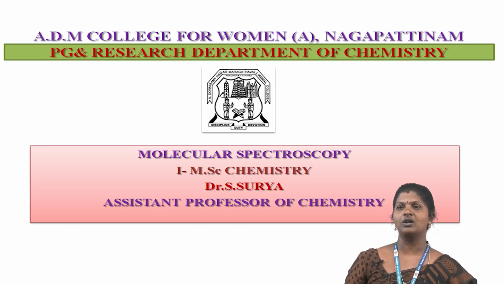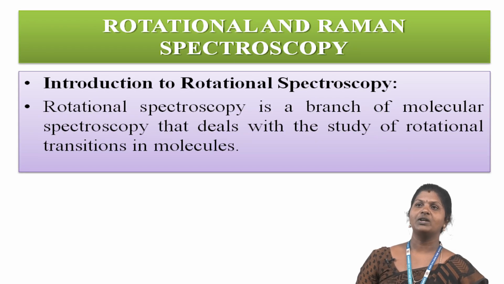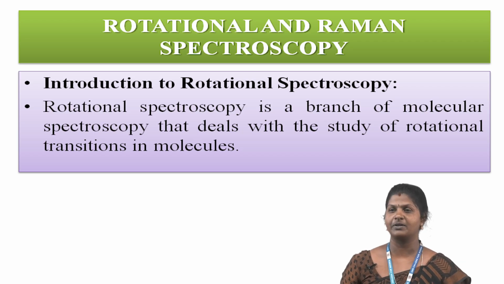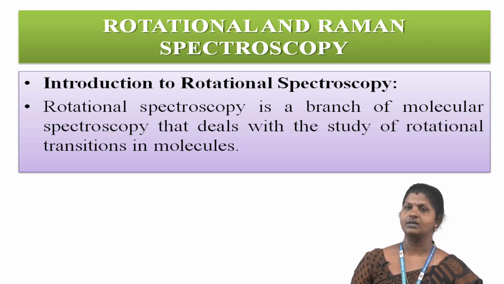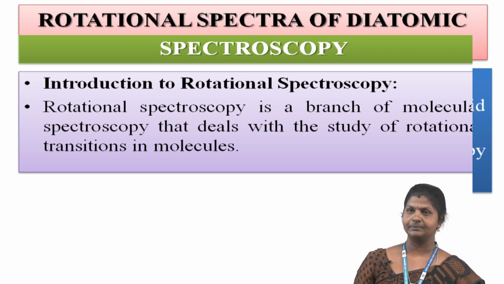Today we are going to learn about molecular spectroscopy for first semester chemistry: rotational and Raman spectroscopy. The introduction to rotational spectroscopy. Rotational spectroscopy is a branch of molecular spectroscopy that deals with the study of rotational transitions in molecules. It provides valuable information about molecular structure, moment of inertia, and bond length.